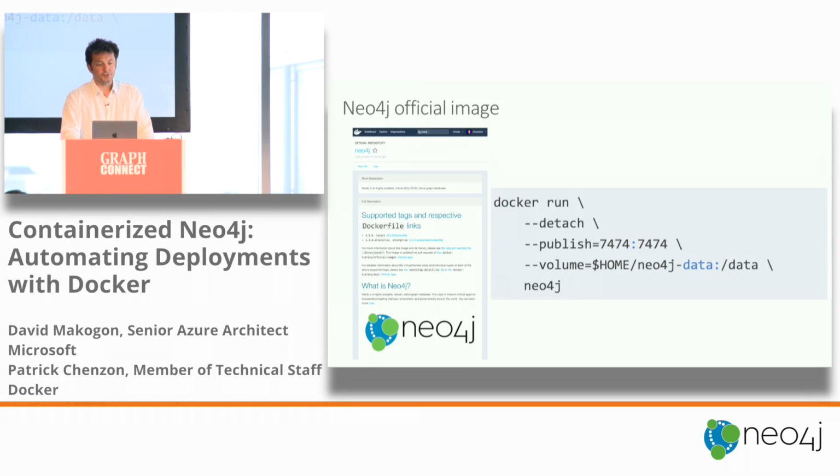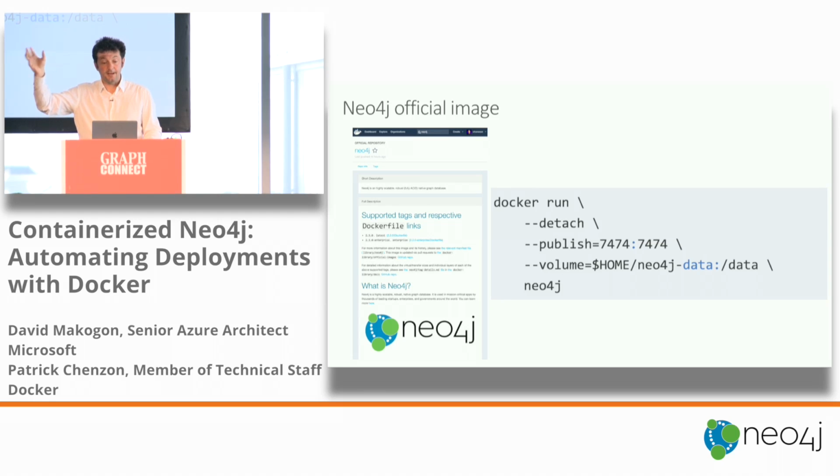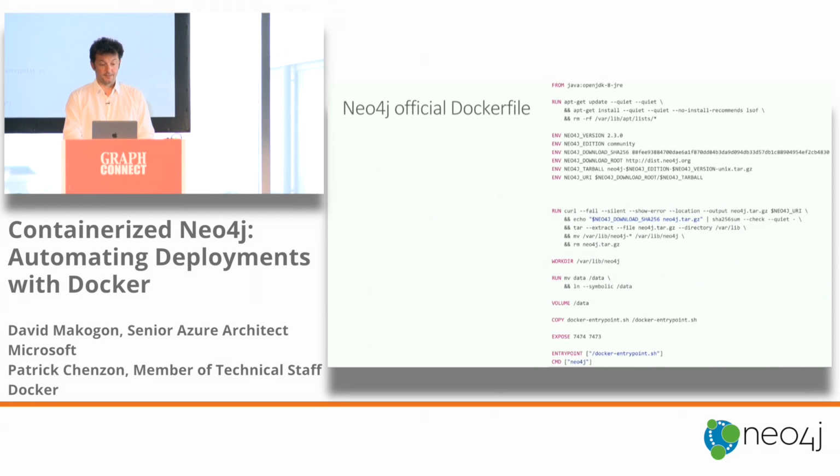So Docker on Neo4j. There's a Neo4j official image, lots of documentation in there. To start it simple, you just do a docker run -d to launch it in daemon mode. Then you expose a port. Eventually, you can map a directory on your local machine to the /data directory in the container where the data resides, and then you launch Neo4j, and that will launch just Neo4j, and then you can connect to it.